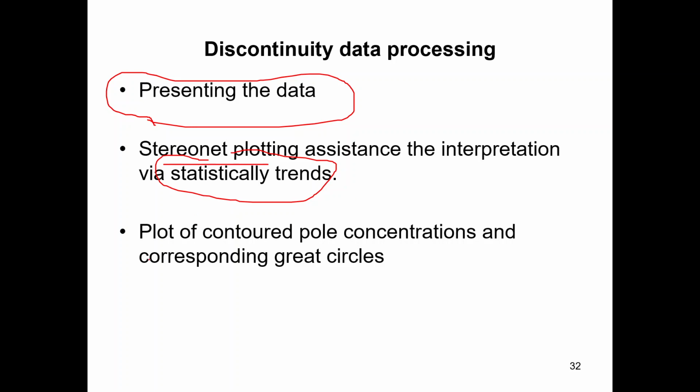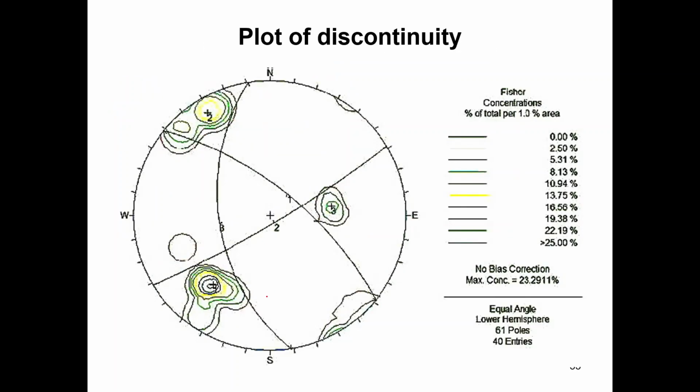So based on that contour plot, you are able to tell the sets of discontinuity. For example, in this example, they investigated 61 poles. Okay, only 61, so not many. So they get concentrations here, here, and here. So the majority is 3. They got 3 data sets.